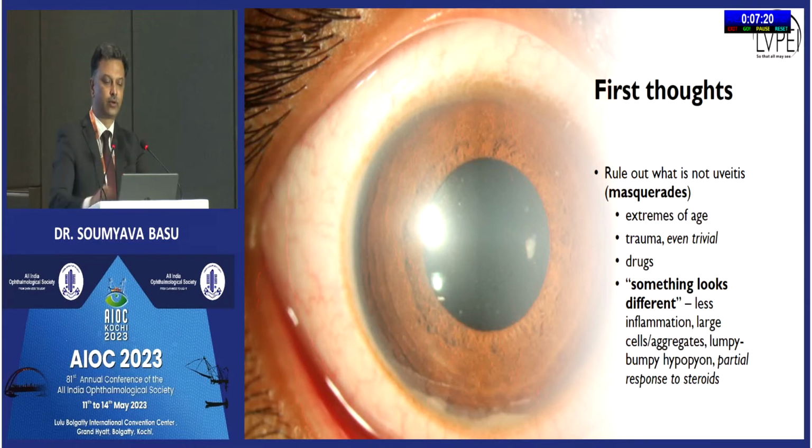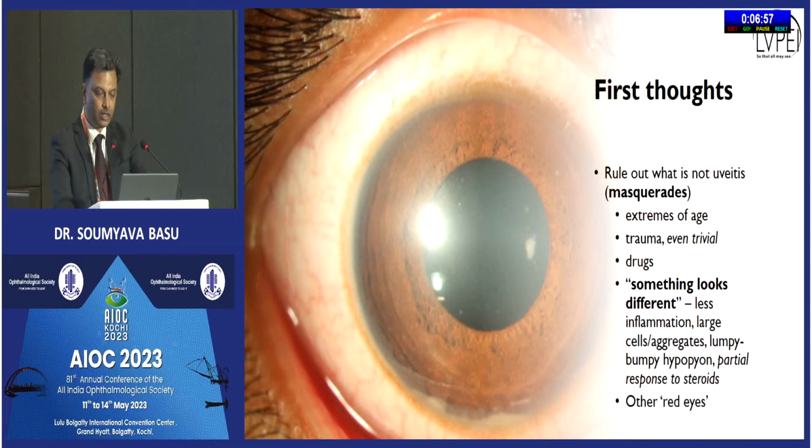For example, if you look at this eye, there is hardly any circumciliary congestion. And if you look at what appears like a hypopyon, you will see that there is a lumpy, bumpy kind of appearance of that hypopyon. So no circumciliary congestion, a lumpy bumpy appearance, you might be dealing with something else. And this particular case happened to be a patient with leukemia. So also, rule out the other causes of red eyes. Many times you have conjunctivitis being confused as uveitis and vice versa.